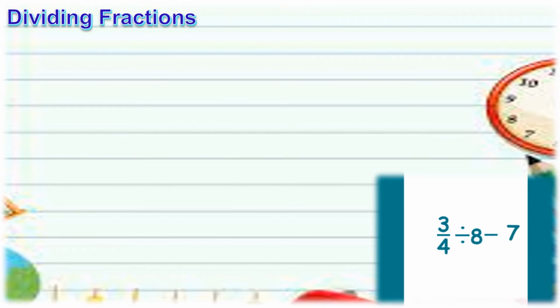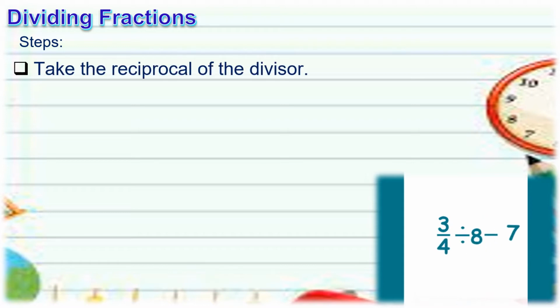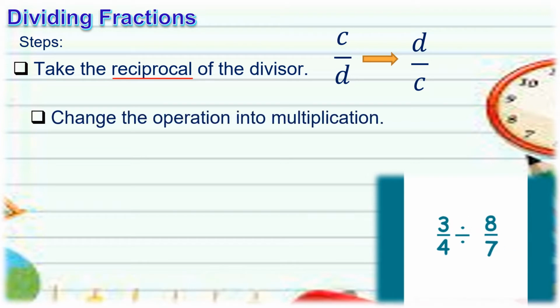So let us have dividing fractions. What are the steps in dividing fractions? So these are the steps. So take the reciprocal of the divisor. So if we have the divisor C over D, the reciprocal of it is D over C. So that is reciprocal. So meaning you just need to flip it.